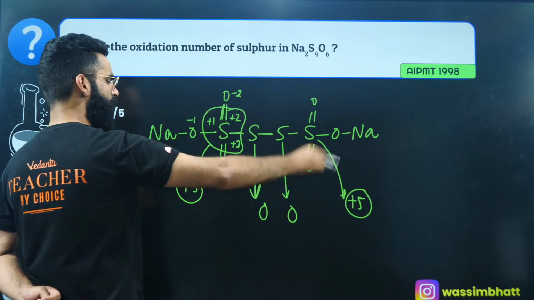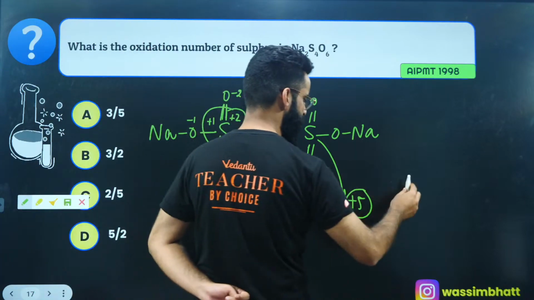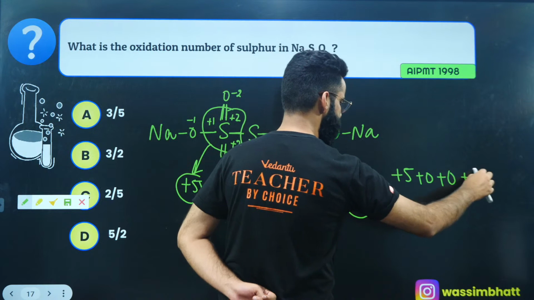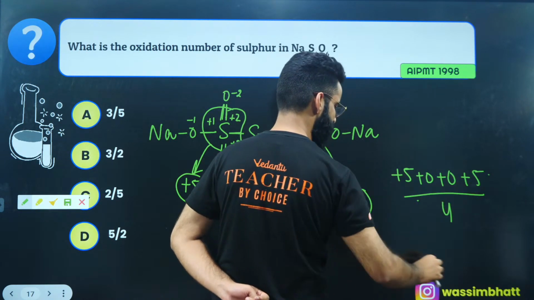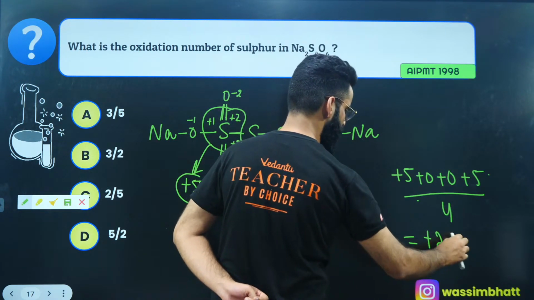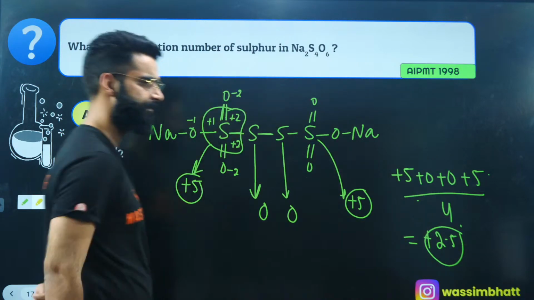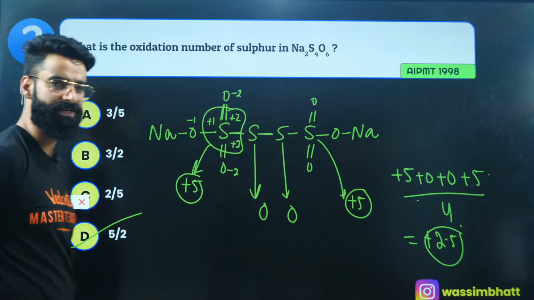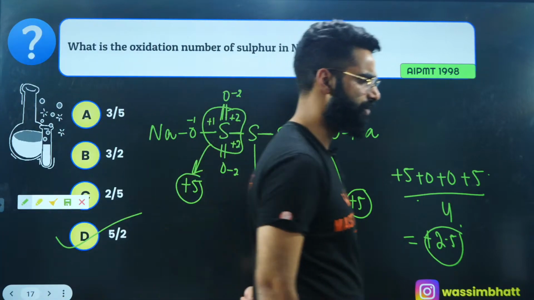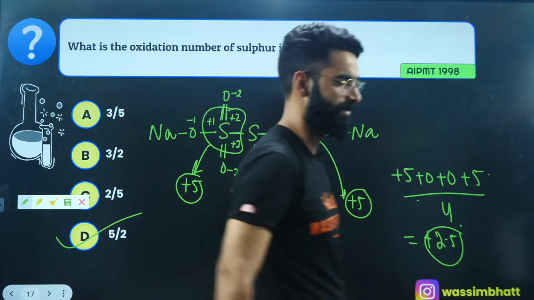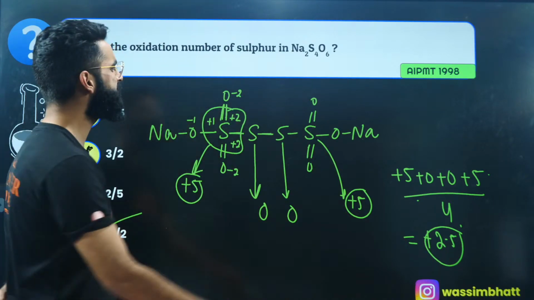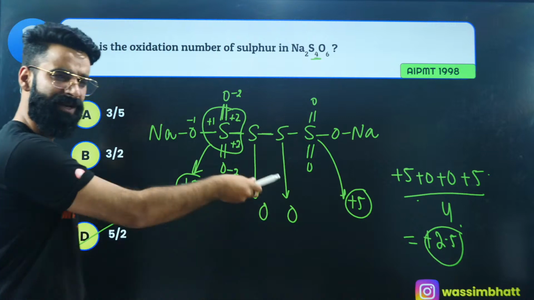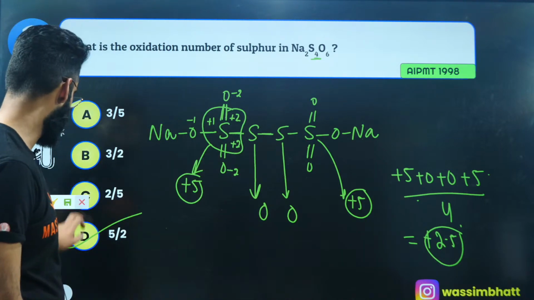So what is the average oxidation state of all these sulfur atoms? Total charge present on sulfur, which is plus 5 plus 0 plus 0 plus 5, divided by total number of sulfur atoms, which are 4. So the value comes out to be plus 2.5, or you can say 5 by 2. You can call it the average oxidation state of sulfur in Na2S4O6. I'm sure it's again clear to you, right? Or you can simply use the formula and calculate the average oxidation state. It will come out to be the same, plus 5 by 2 only. Right, people?